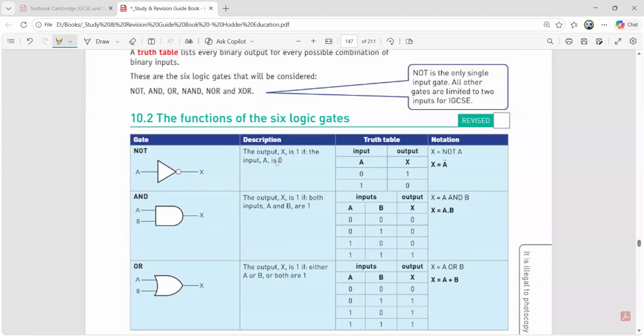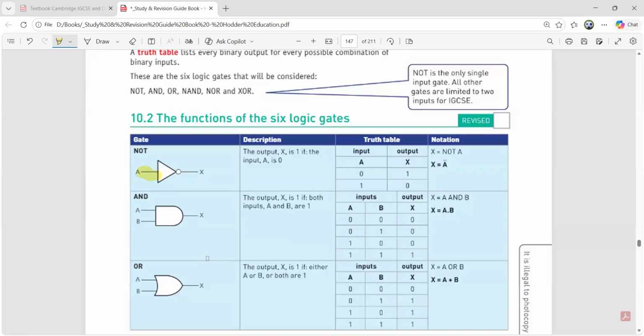And what is it actually? The output X is 1 if the input A is a 0. And one more thing that you can see here about the NOT gate is this is the only gate that gets one input only. All other gates, apart from the NOT gate, like AND, NAND, etc., all have 2 inputs. So what is the definition?